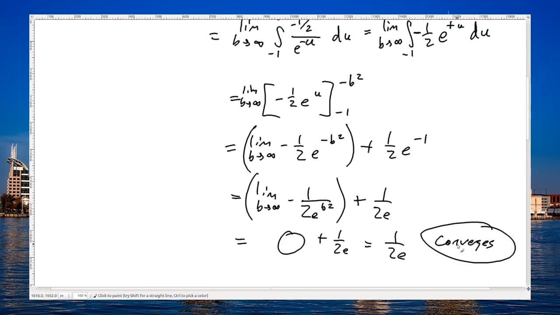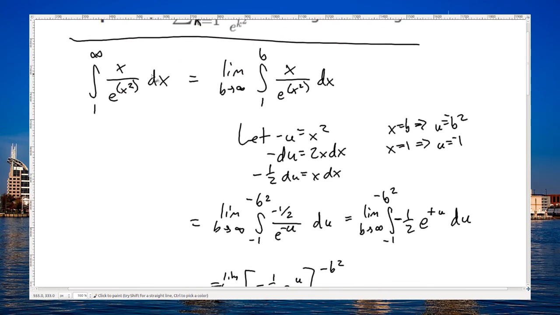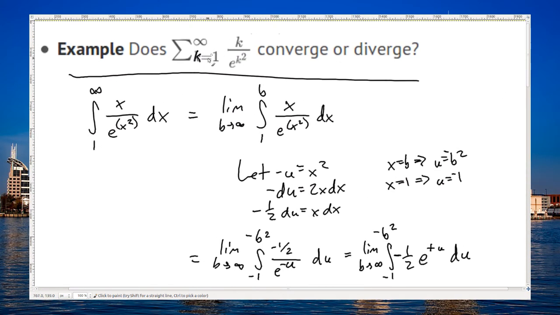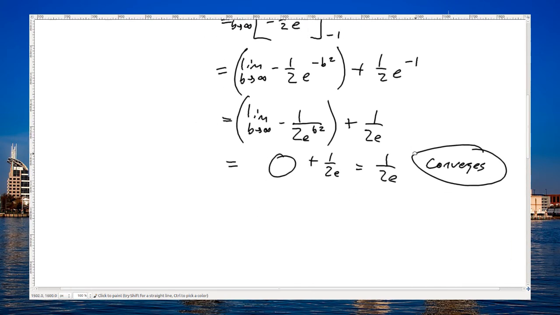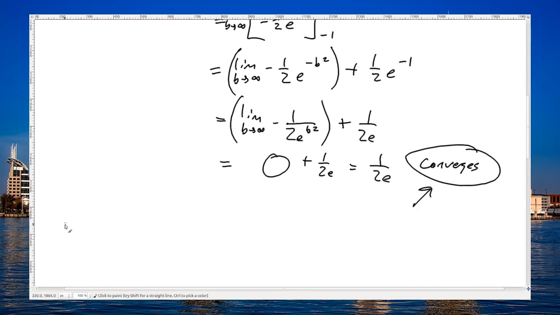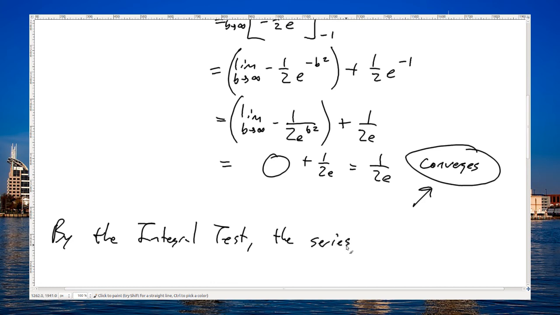It's important to notice that this doesn't really matter. I don't want to scratch it out. It's right, and it's equal to the area of the integral, but I was asked about a series. So all that really matters is that I found out that it converges, and then I can say by the integral test, the series also converges.